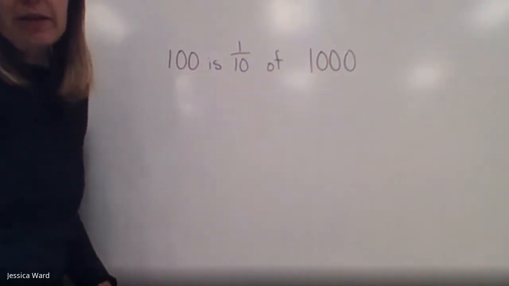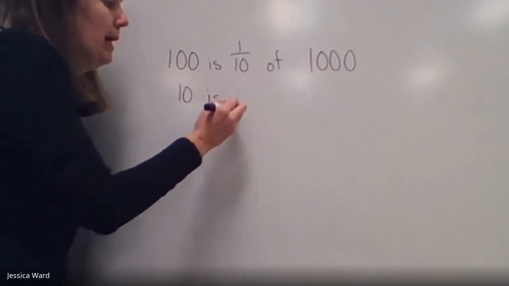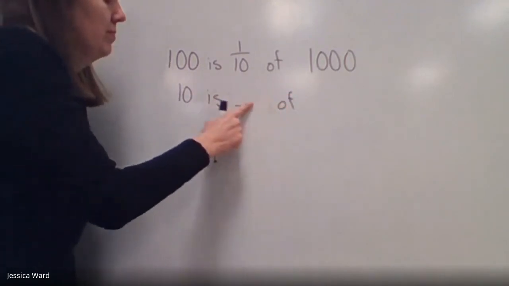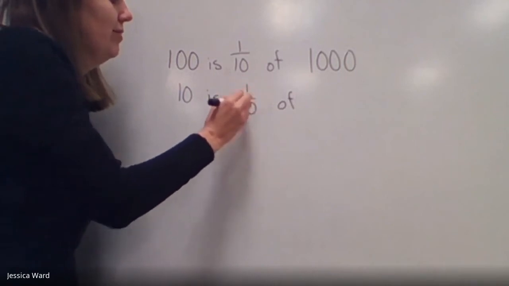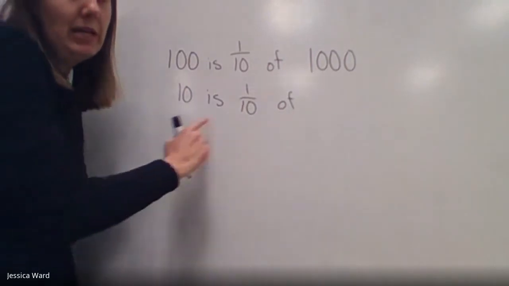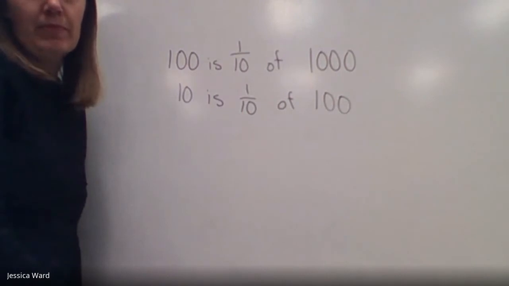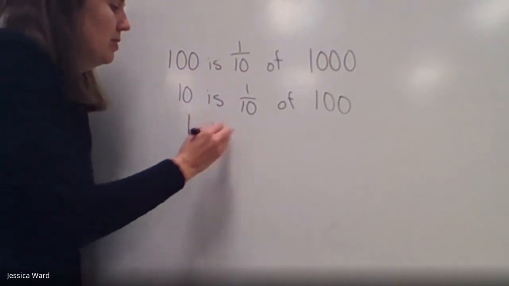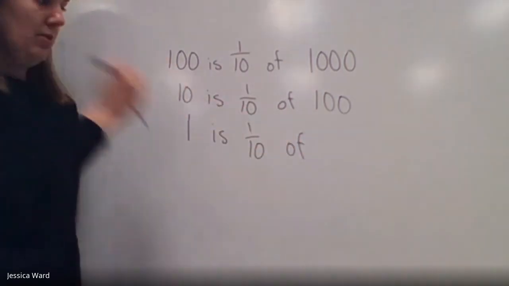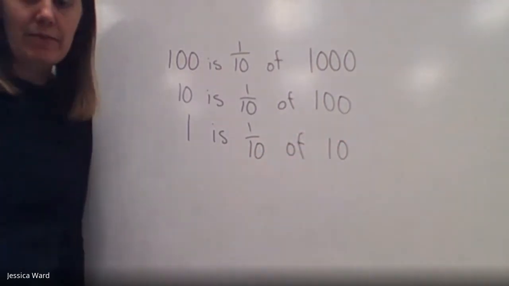All right. Tens, we're going to do the same thing. 10 is 1/10 of what? Well, again, we've gone one more place value over, so 10 is 1/10 of 100. And then the last one says 1 is 1/10 of, hopefully you're starting to see the trend here. 1 is 1 out of 10 of 10, right? We would divide 10 by 10 to get 1.